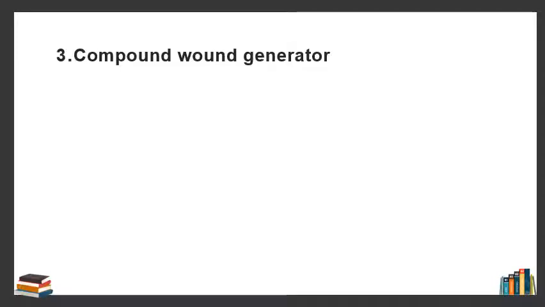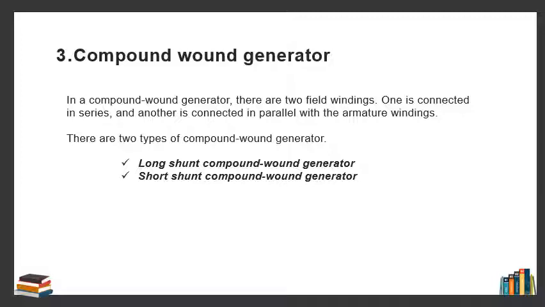So the next classification is the compound bound generator. A compound bound generator is the combination of series and shunt machines. We can say that in a compound bound generator, there are two field windings. One is connected in series and another is connected in parallel with the armature winding. Compound bound generators are classified into two types. Number one is the long shunt compound bound generator and number two is the short shunt compound bound generator.